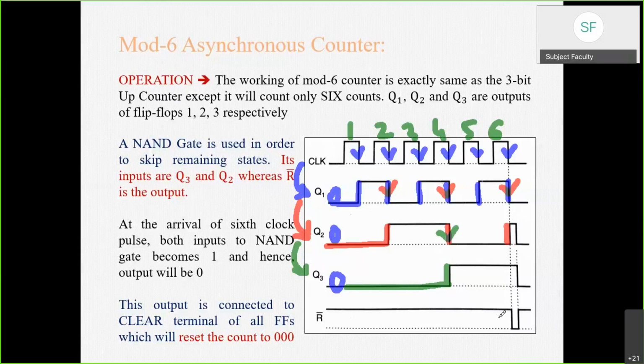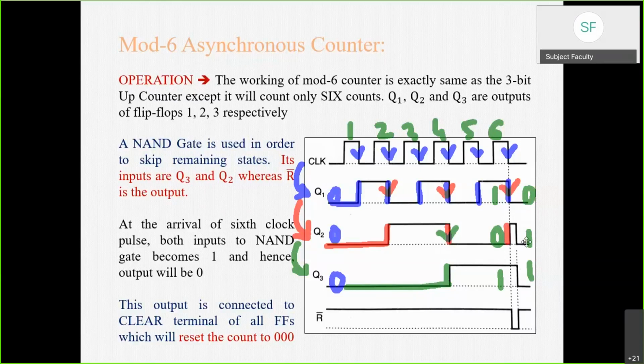If you observe this last state, Q3 is 1, Q2 is 0, and Q1 is also 1. So 1, 0, 1. After that, the next state will be 0, 1, 1, 0, right? Because Q3 is MSB, this 101 is 5 and 110 will be 6.